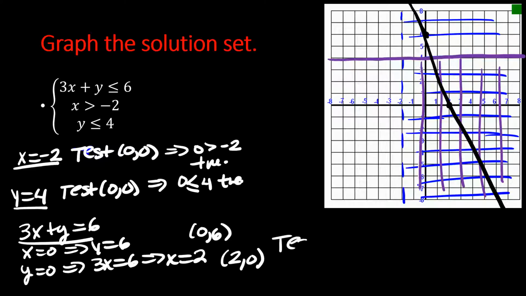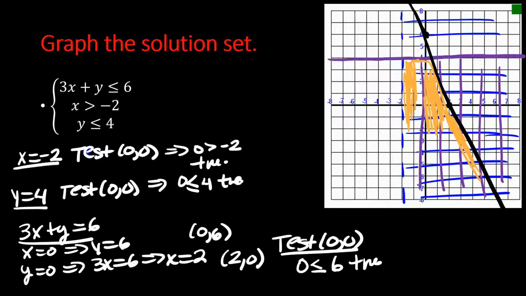And let's test 0, 0. We have 0 times 3 plus 0 is 0. 0 is less than or equal to 6 is a true statement. So we're going to end up shading where 0, 0 is located. And I'm going to shade this in yellow, and only where the purple and the blue meet will this yellow go. So this yellow is going to go here. This is our solution set.